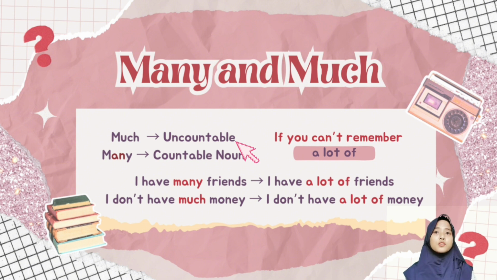Now, a lot of students get really stressed about this. Here is the trick. If you don't know and you are really stressed, you can use a lot for countable and uncountable. For example, I have a lot of friends. I don't have a lot of friends. I have a lot of money. I don't have a lot of money.